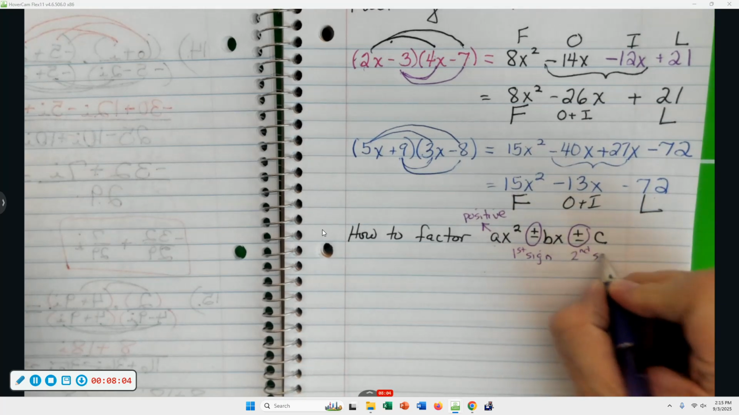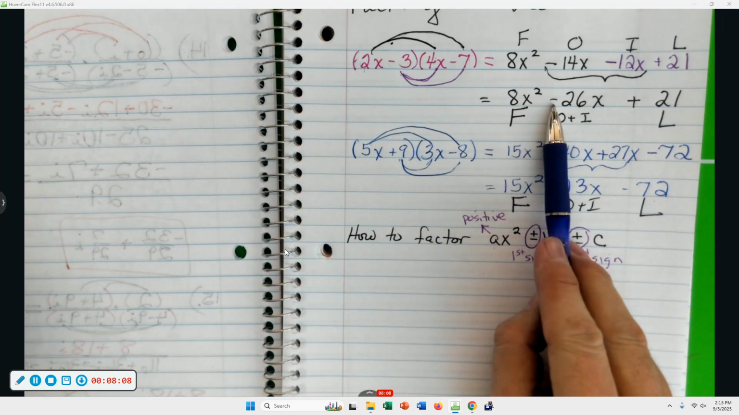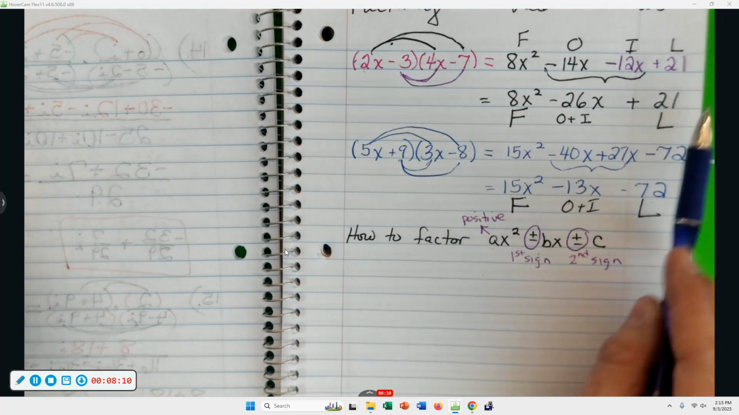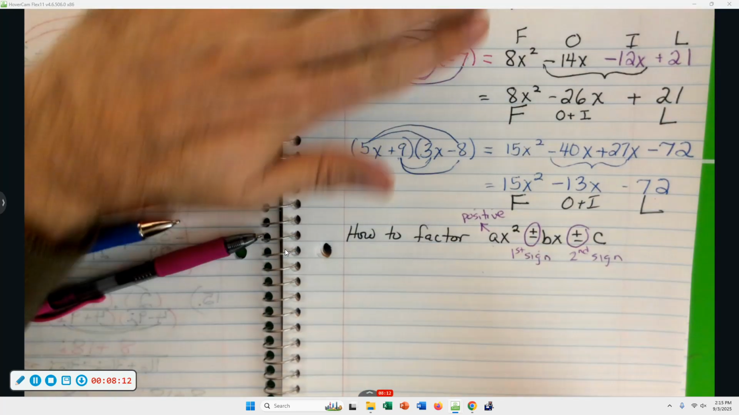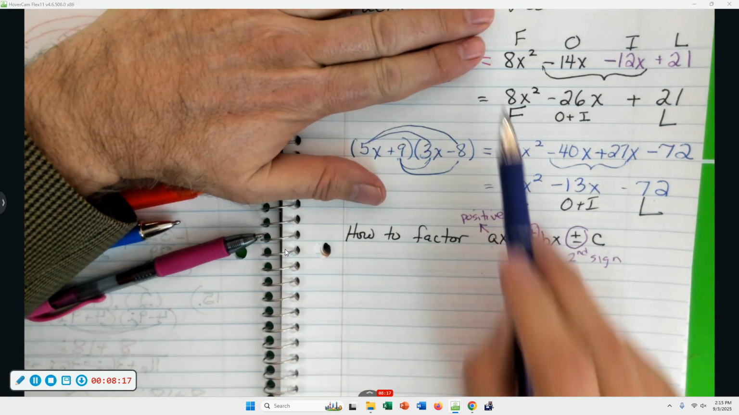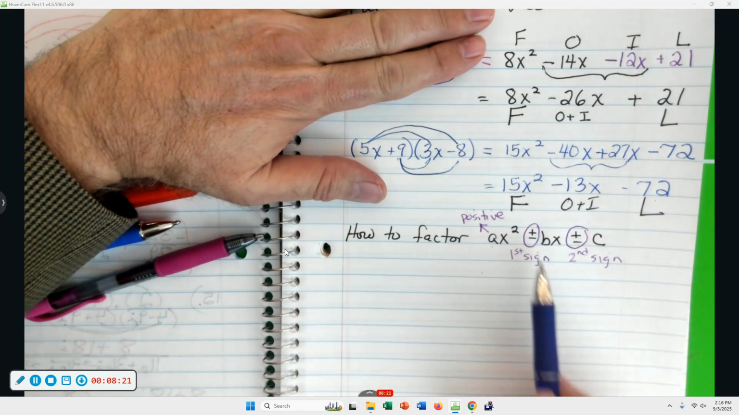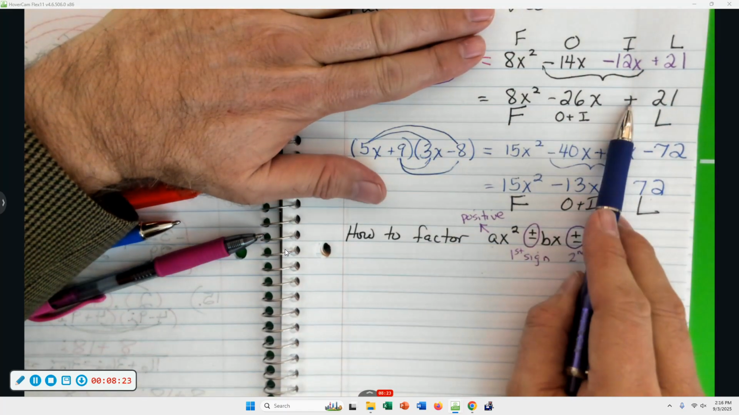So with my terminology, if we had 8x squared minus 26x plus 21, and we were trying to go backwards, we didn't know this. Notice the first number, a, is always positive. The first sign is a minus. The second sign is a plus.